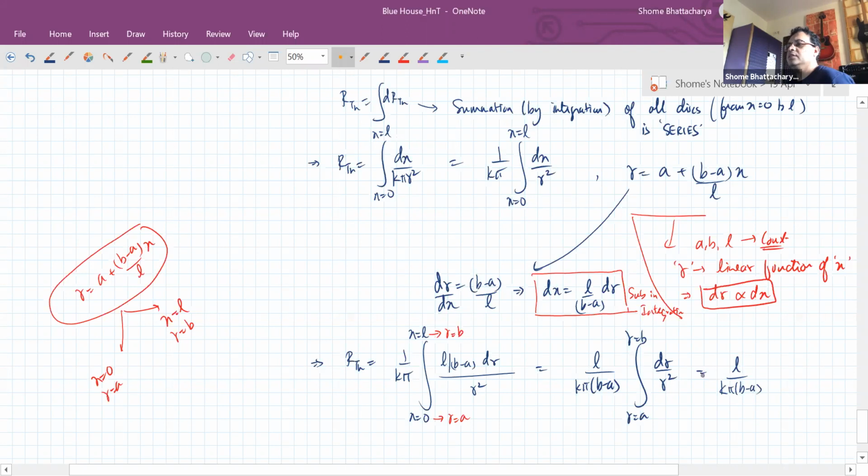So further, this integration, you can see dr by r square integration is -1 by r, and then the limits are a to b. On substituting the limits and everything further, we get a very simple answer in this.